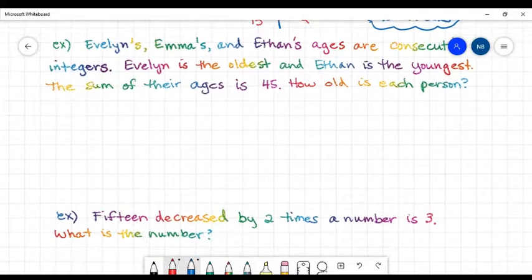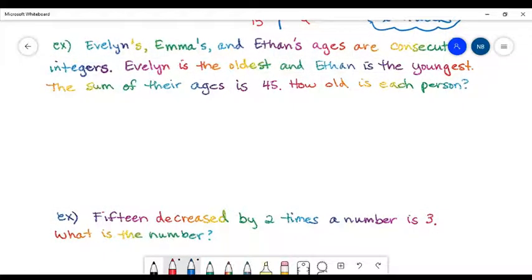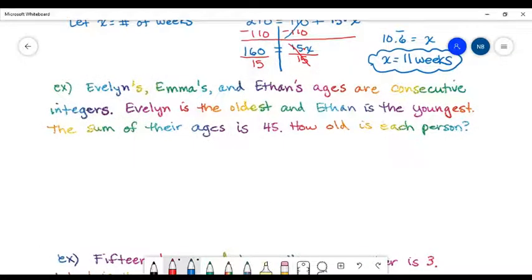All right. Evelyn's, Emma's, and Ethan's ages are consecutive integers. Let me underline that. Consecutive integers. The word consecutive means coming one after another. Integers are just numbers we count with, basically. Evelyn is the oldest and Ethan is the youngest. The sum of their ages is 45. How old is each person?